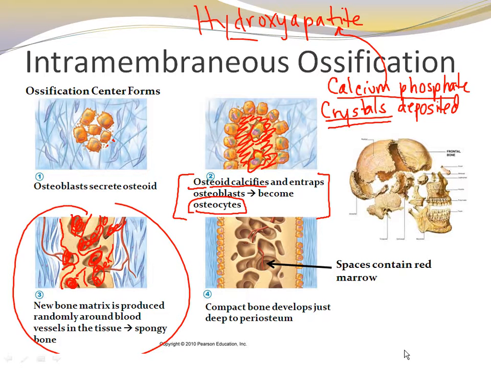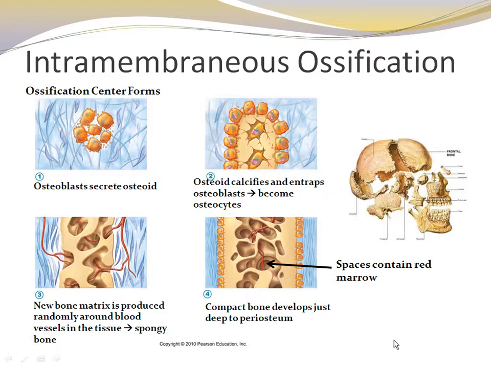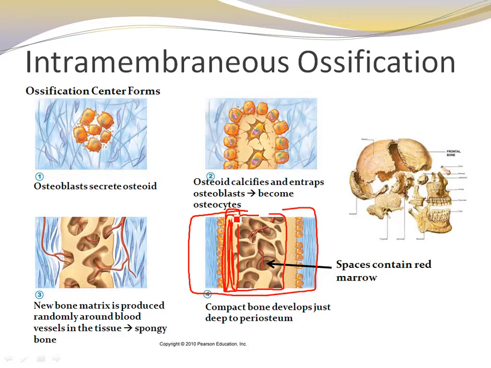Ultimately, I'm going to erase all this stuff again. If you just looked at a little square of the bone matrix, the bony tissue of a flat type bone like this, zoomed out on it, you'd have a lot of spongy bone in the middle. You do have some compact bone that develops over here on the very edges, and you can see that on the flat bones in the lab.